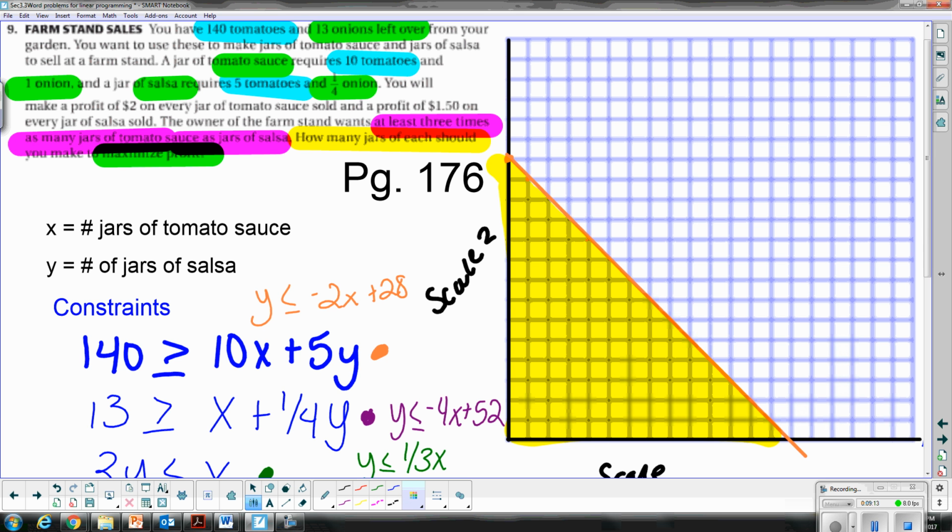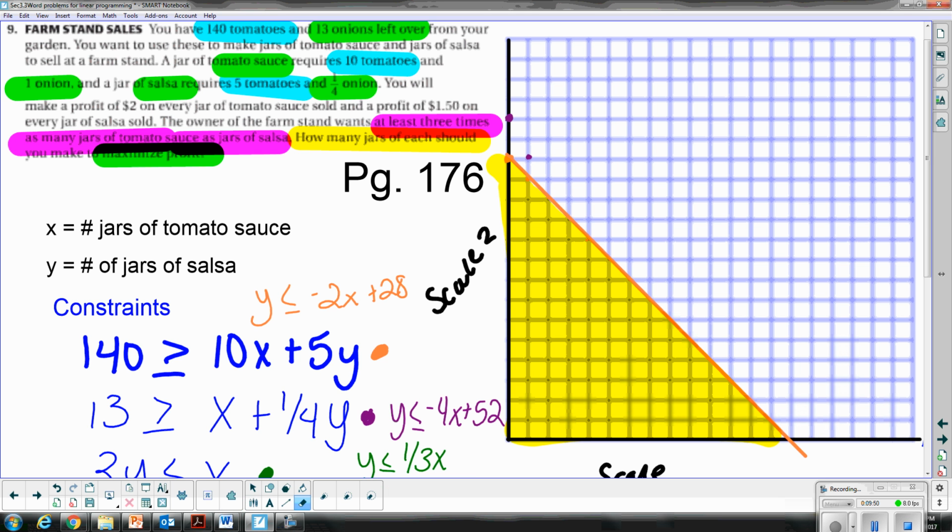Y is less than or equal to negative 4x plus 52. I'm not going to graph my y-intercept because that'll take me off my chart, but I can pick a couple points. So I'm going to pick 5 for x. So when x is 5, that's negative 20 plus 52, my y is 32. So here's 28, and here's 32. And then my slope is negative 4. So 4 over 1.